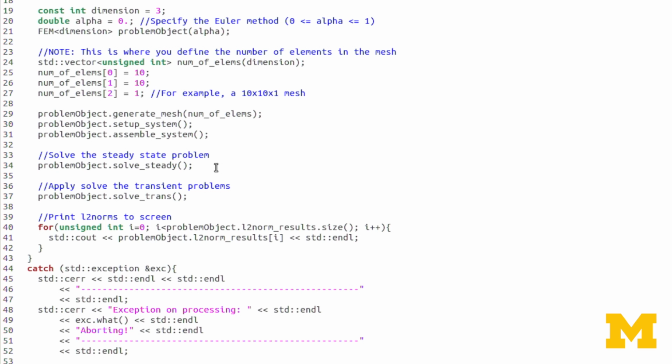However, now we also have two solve functions. We have solve steady, which solves our steady state problem, and then solve trans, which obviously is the transient solution. In your header file, you'll have a function that calculates the L2 norm of the difference between the steady state solution and the transient solution at a given time.